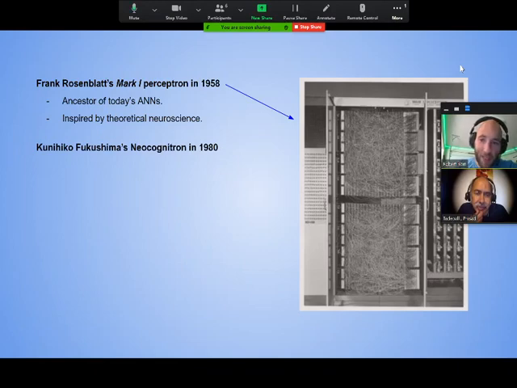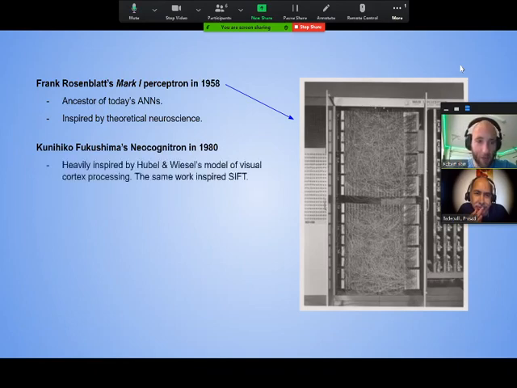Fast forward a couple decades, I'm going to butcher this, but I'll try: Kunihiko Fukushima's neocognitron. This was also heavily inspired by neuroscience, in particular Hubel and Wiesel's model of visual cortex processing. These guys are going to come up a couple times. They've inspired this field in a couple different ways. This model of visual cortex processing, I think it was in the 50s and 60s. They figured this stuff out from anesthetized cats.